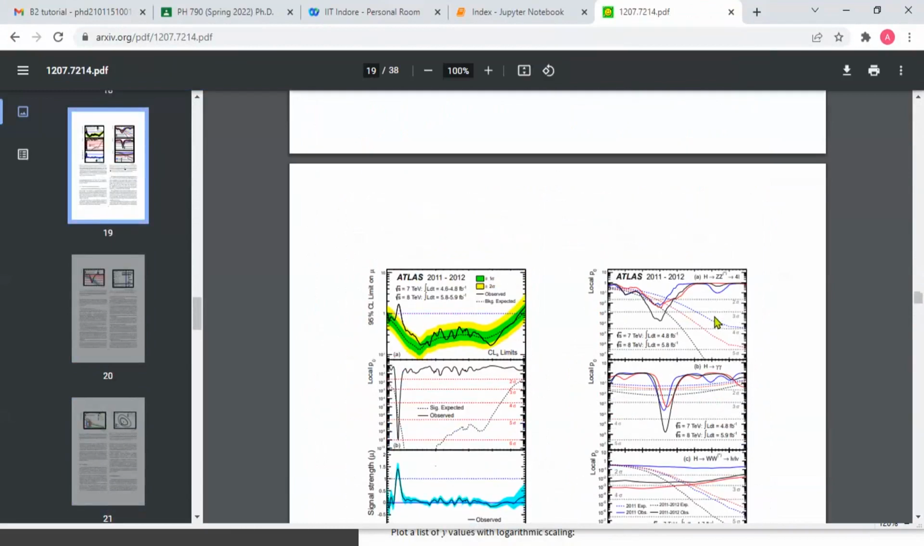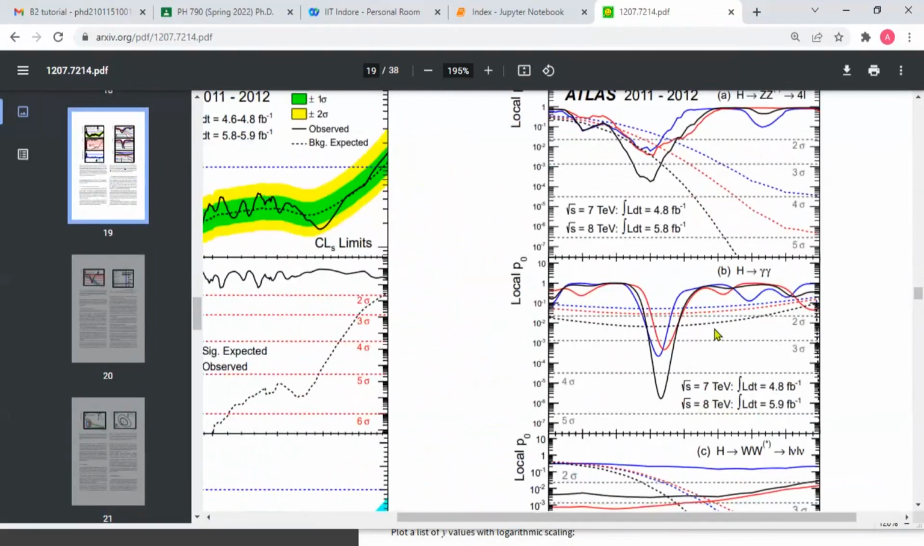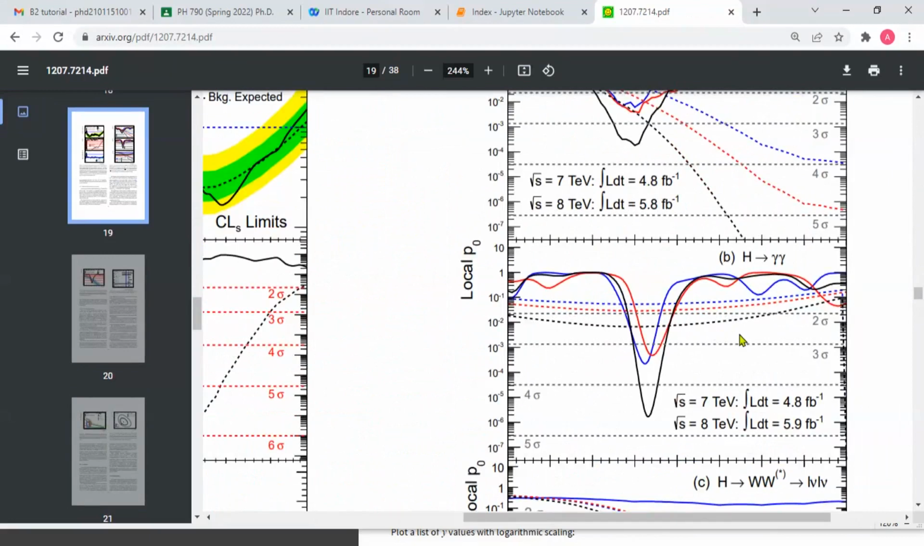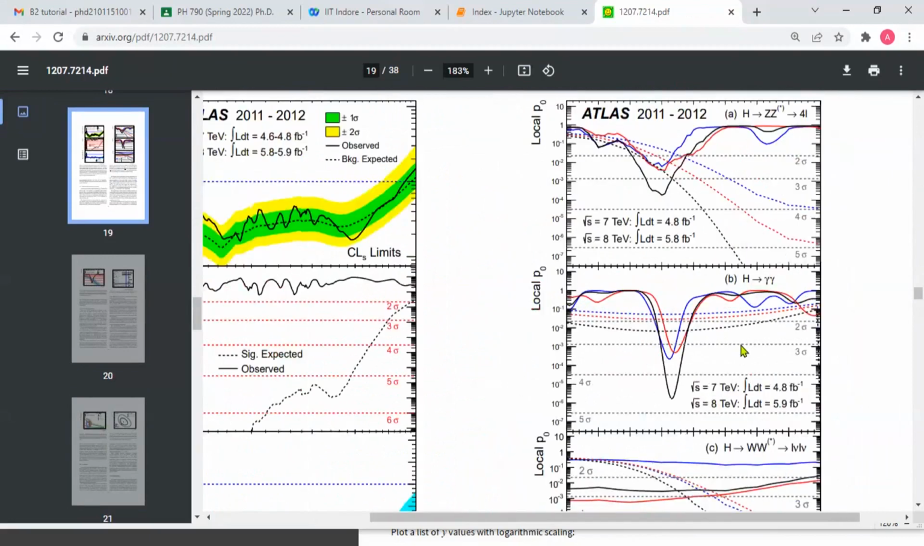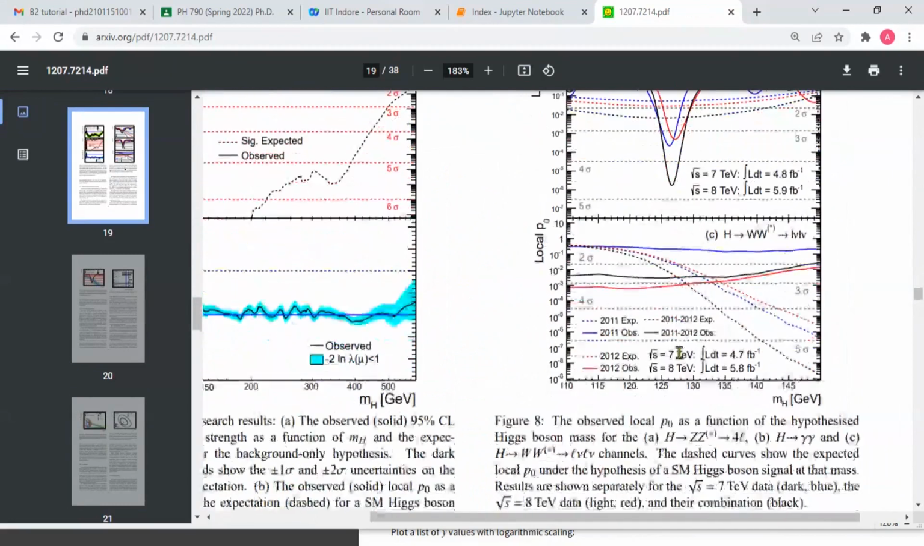Yeah, here. This is the combined data. Do they have the individual data? The individual 7 and 8 TeV? The blue or red lines, right? Yeah, but I don't know which one is which.